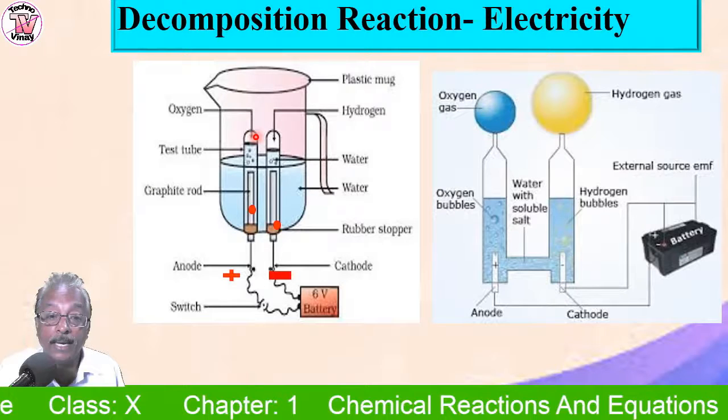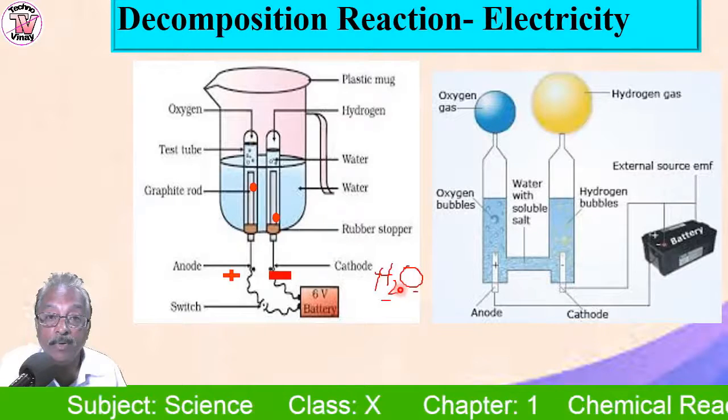So if you see the formula of water, that is H2O, there are 2 atoms of hydrogen and 1 atom of oxygen. So that means, which gas has double the volume of the other? That gas is hydrogen gas. Why? The formula of water is H2O, there are 2 atoms of hydrogen.